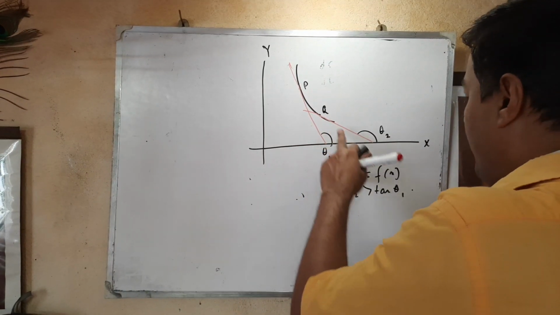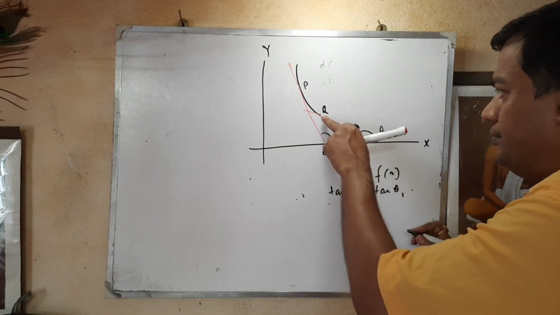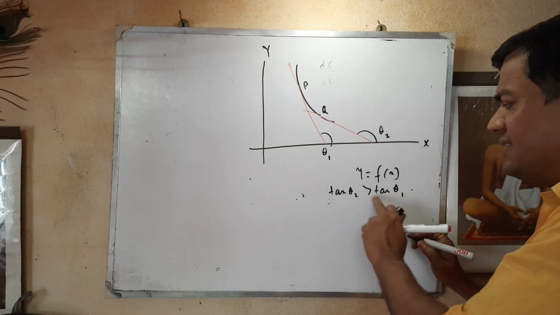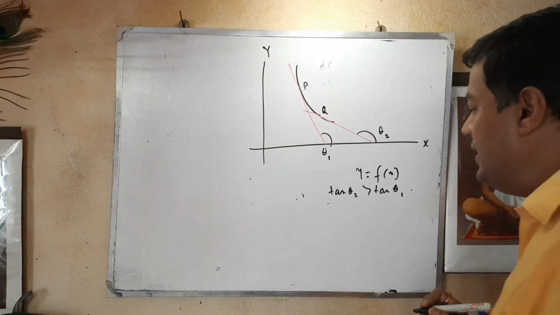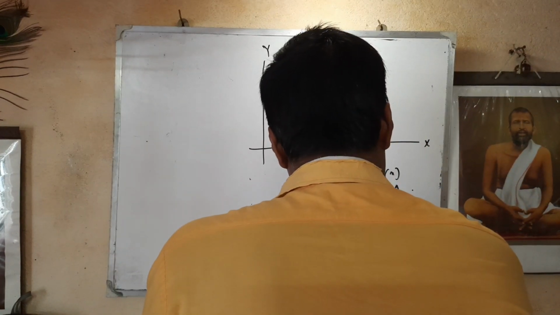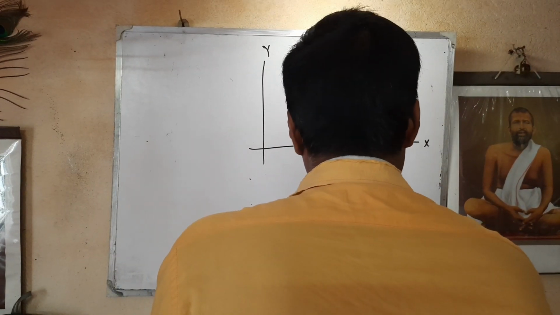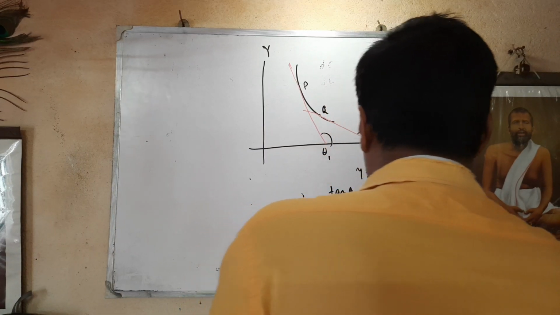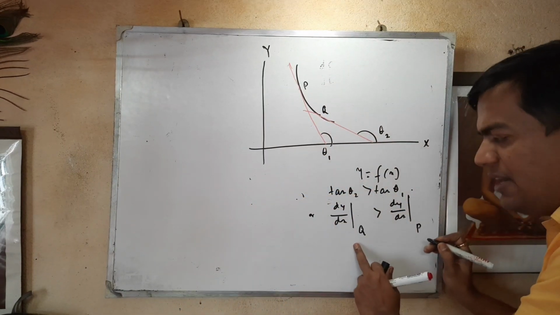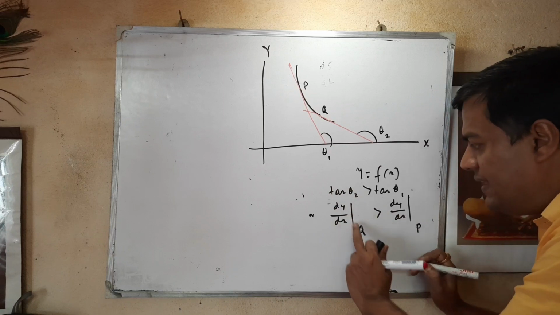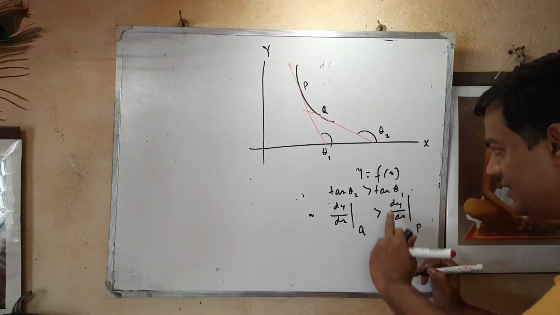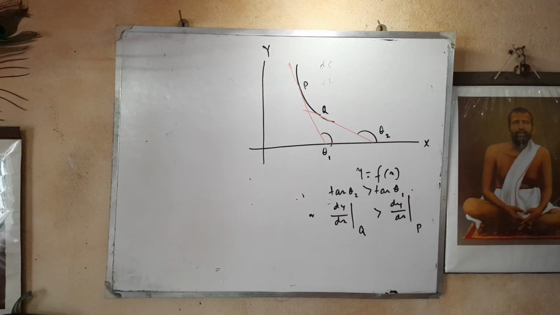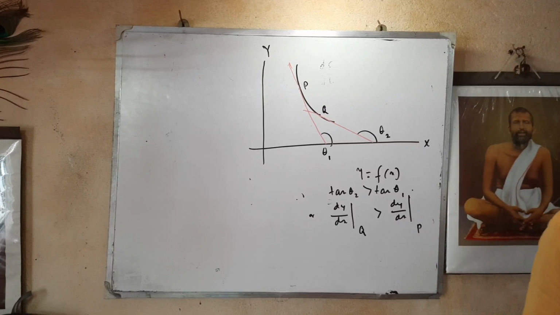That is the slope of the graph at Q. The slope of the graph at Q is greater than the slope of the graph at P, or dy/dx at Q is greater than dy/dx at P. This symbol simply represents the value of dy/dx at point Q. Similarly, this symbol represents the value of dy/dx at P.